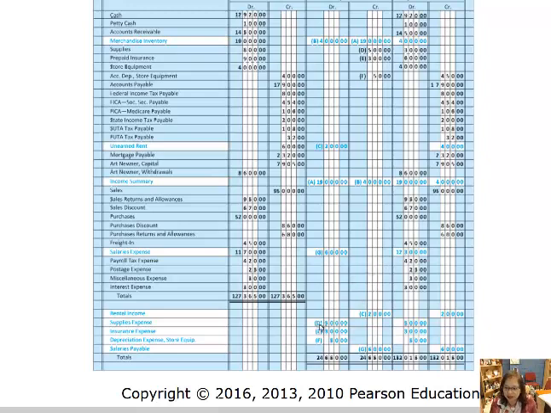So here we go. We debit your supplies expense, and then we go ahead and we credit it, showing how much we have left over, which is just the 300.